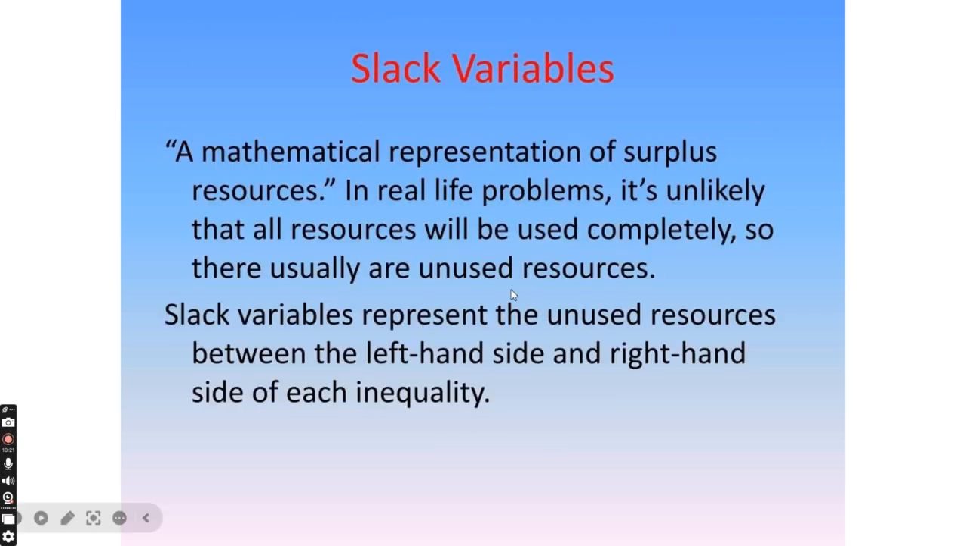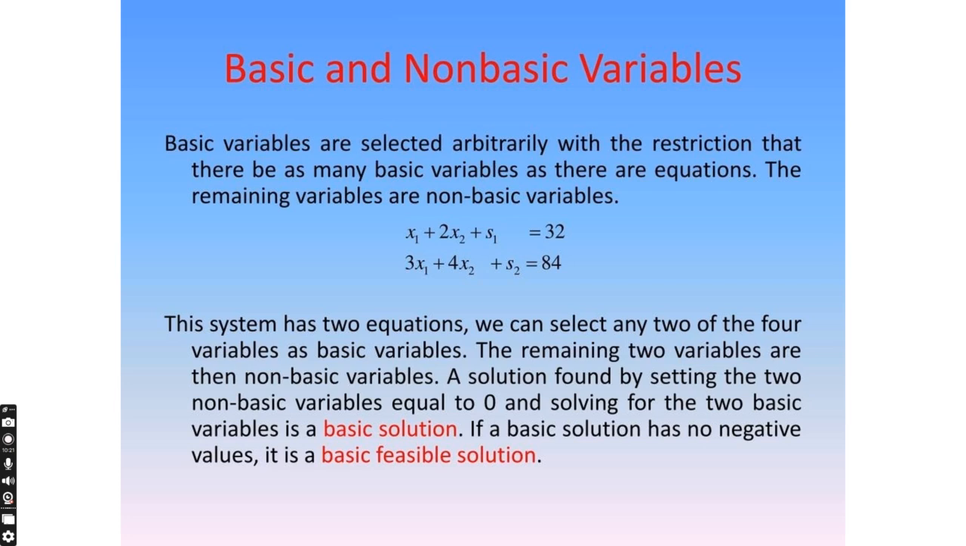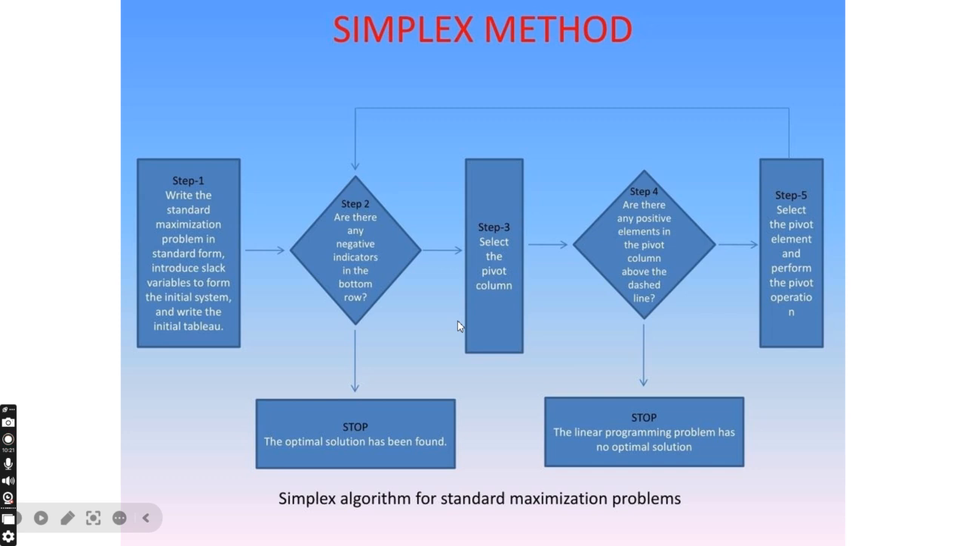Then what is meant by slack variable? It represents the unused resources between the right hand side and left hand side of each inequality. Then what are basic and non-basic variables? For the given two equations in this PPT, you can take any two variables as basic variables. A solution found by setting the non-basic variables equal to 0 and solving for the two basic variables is a basic solution. If the basic solution is non-negative, then it is a basic feasible solution.